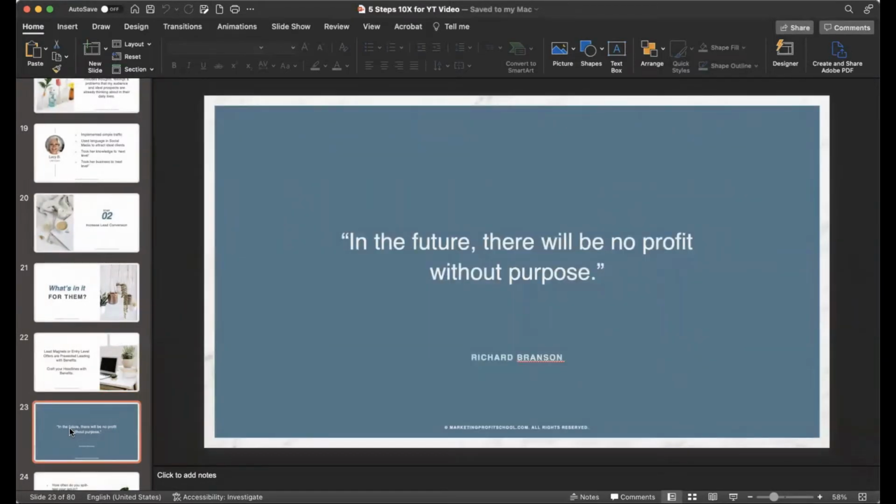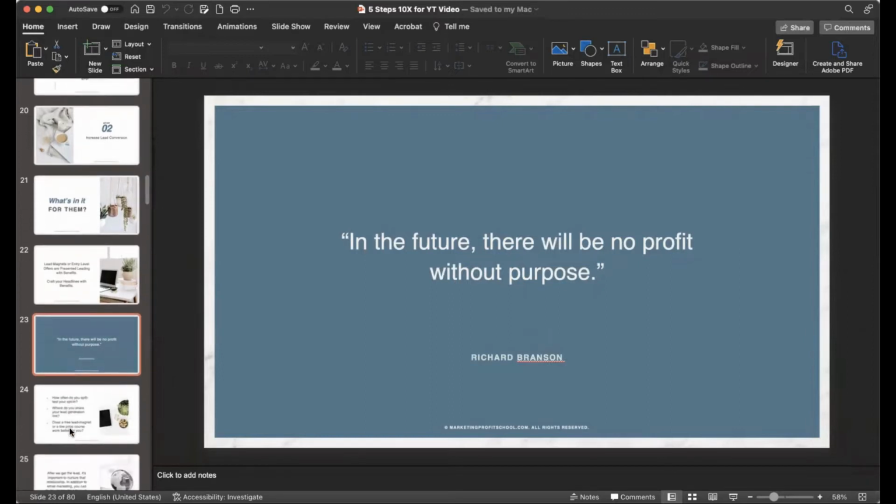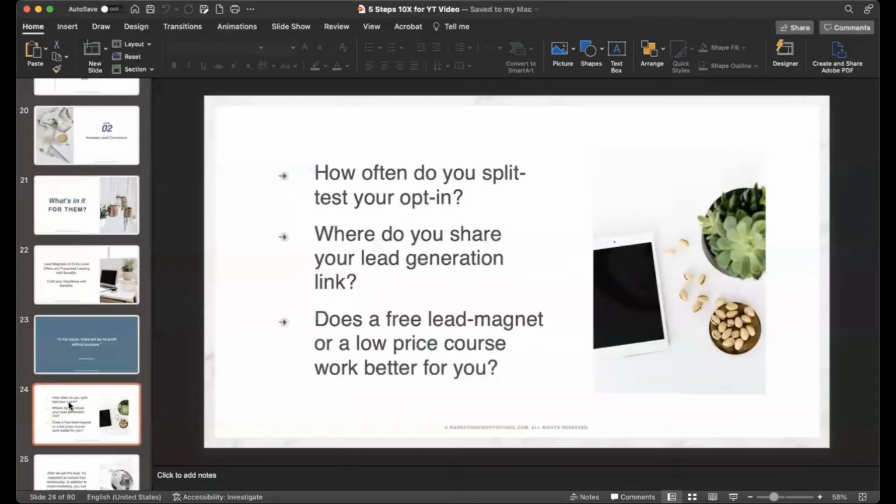And Richard Branson, one of my favorite Branson quotes, is, in the future, there will be no profit without purpose. So this is about really caring about your audience, I think. It's really having that genuine connection with them.